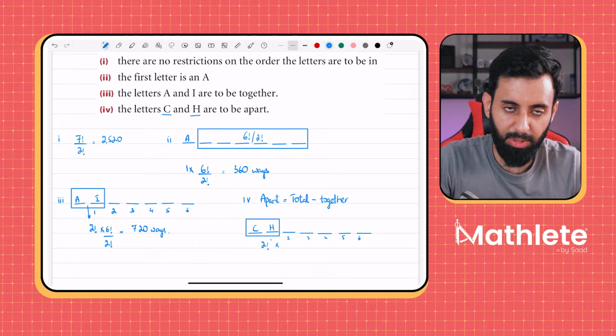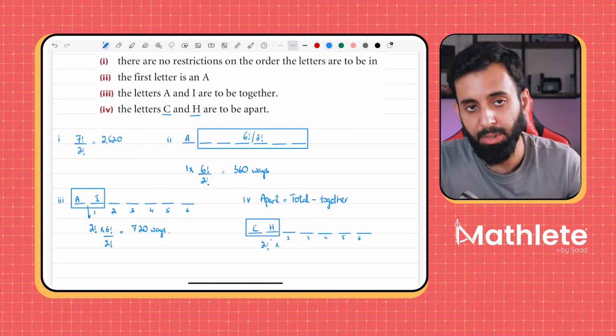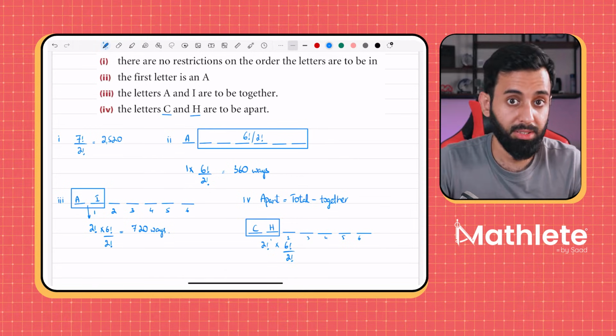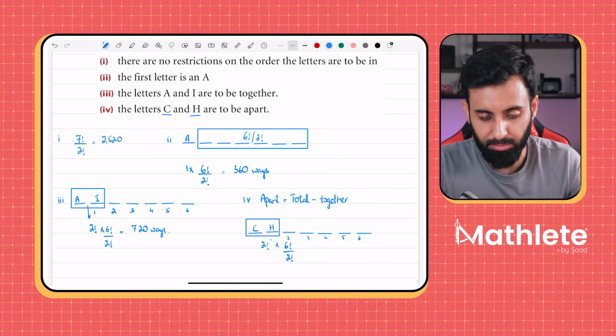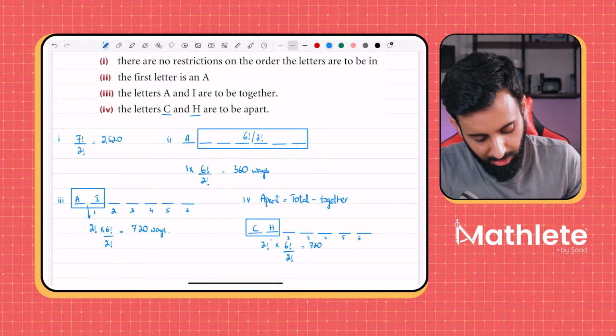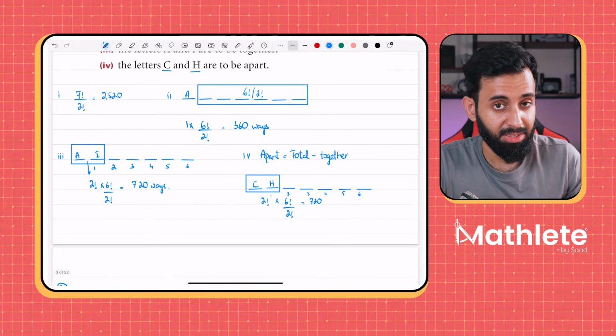Why? Because the 2 letters, although different, the number of letters is the same. So you do 2 factorial for C and H, and for the remaining you do 6 factorial divided by 2 factorial, since we have to divide by the number of letters that are repeating, and we would get exactly 720. Okay, now 720 is the number of ways that they are going to be together.